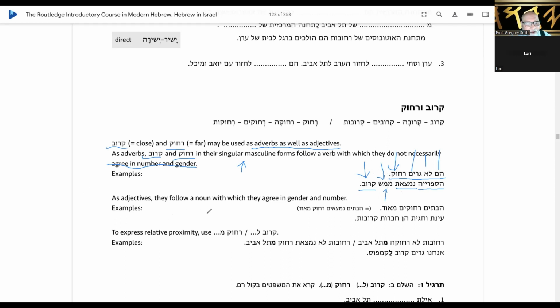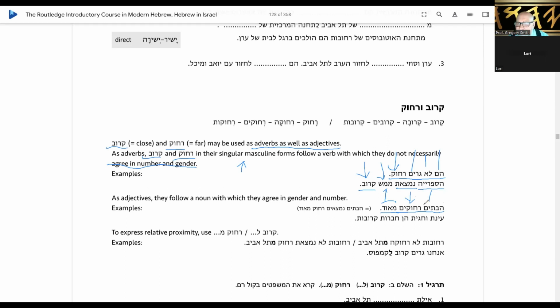As adjectives, they follow a noun with which they agree in gender and number. So if they're used as an adjective, they have to agree. So habatim rehokim. Let's see, me'od. Okay, so the houses. This may always vary, it adds emphasis. So the houses are very far. I think that's what that's saying. Habatim rehokim me'od. Okay, so the houses are very far.